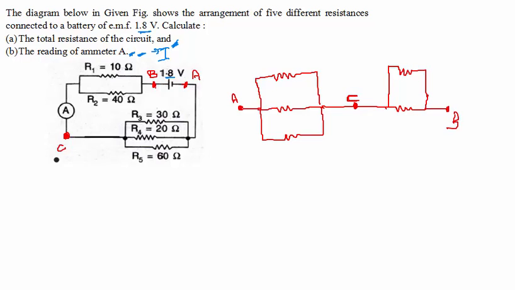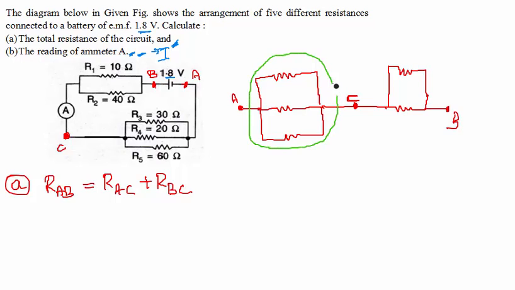What we need to find out? Resistance RAB for question A. First we need to find out RAB. RAB is nothing but resistance RAC plus RBC, right? Why? Because this entire circuit and this entire circuit both are in series. When they are in series, we can add directly. So we need to first calculate resistance between A and C, and then between C and B, and then directly add them up.